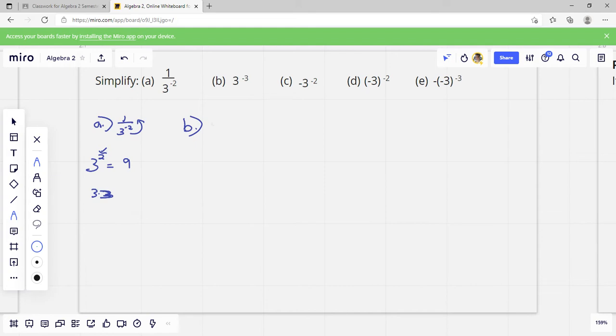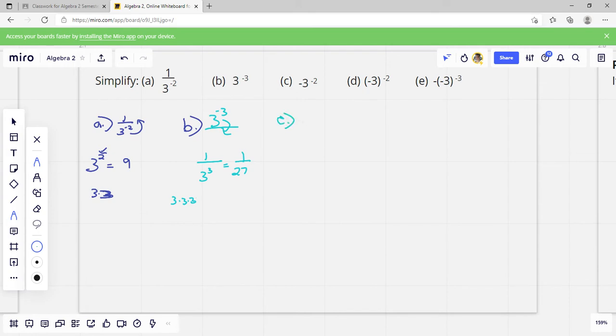B is 3 to the negative third. We're going to have to move that to the bottom of our fraction, right? So we're going to have 1 over 3 to the third. 3 to the third means 3 times 3 times 3. That's going to be 1 over 3 times 3 is 9, 9 times 3 is 27.